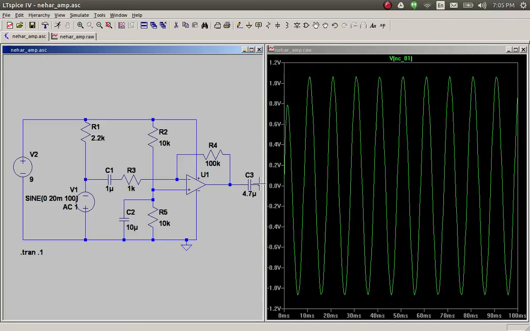So we'll take the AC output. The output amplitude is around 1 volt. This is what an AC plot gives you. It tells you the amplitude at different frequencies.